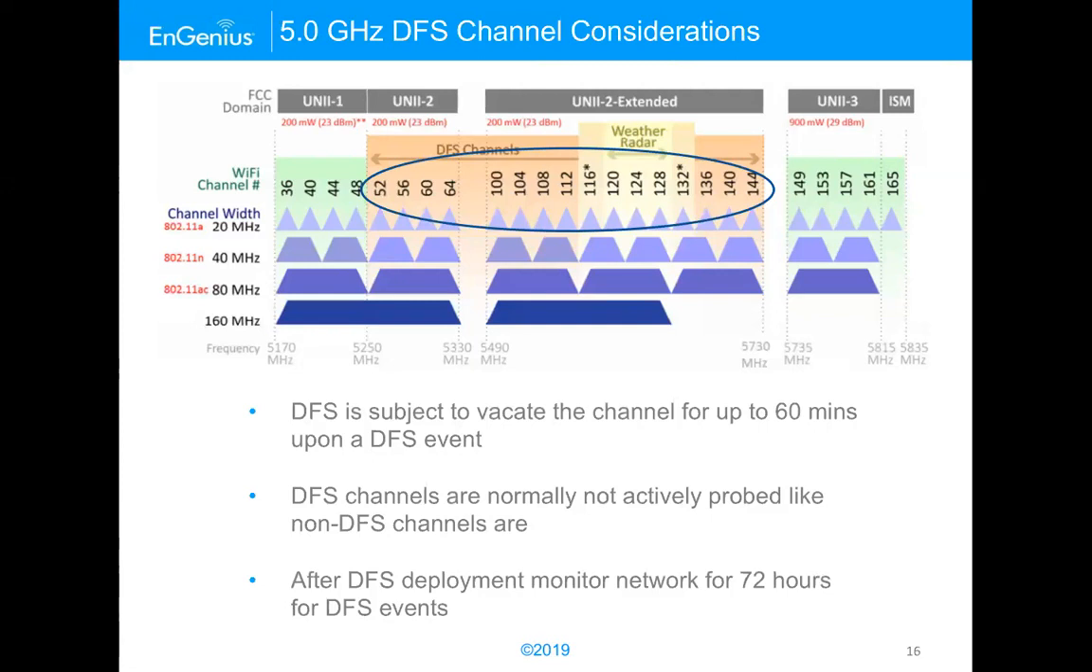Important things to know: the DFS channels cannot be actively probed like non-DFS channels, which means your roaming events are going to be slower. And after you deploy DFS, make sure you monitor the network for about 72 hours or a week or so, just to make sure you have no DFS events occurring. If you do, then you might want to change to another DFS channel that's less sensitive to noise, or move to a non-DFS channel. It's important to note that when you do this, it's going to change your entire AP fabric channelization plan. So that's also important to take into account.